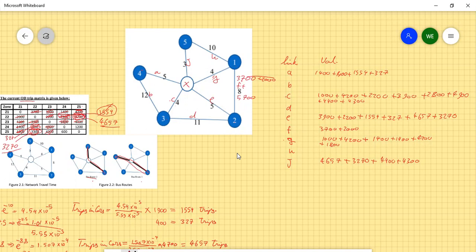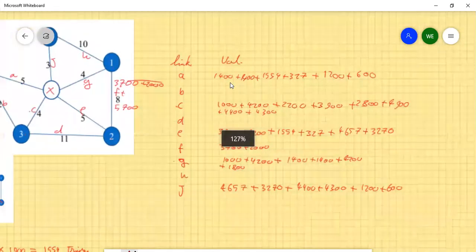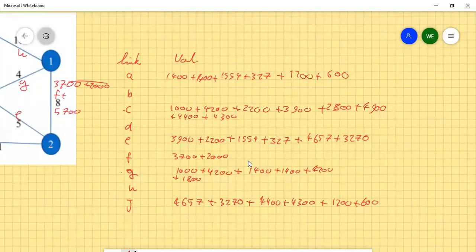The last, from zone 4 to zone 5, is going to be this way. So it's going to be A and J. So it's going to be plus 1,200 plus 600, and here plus 1,200 plus 600. This is when we add all these volumes. Okay, I need someone now to help in summing these volumes all together.